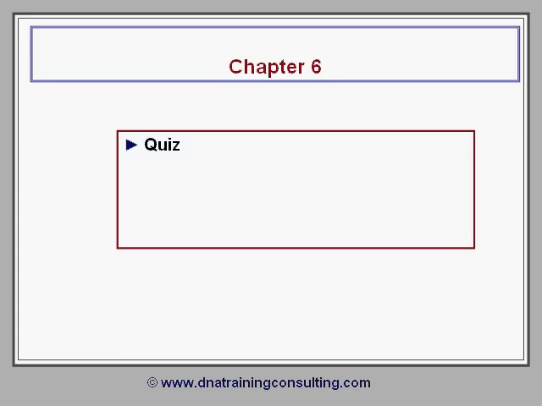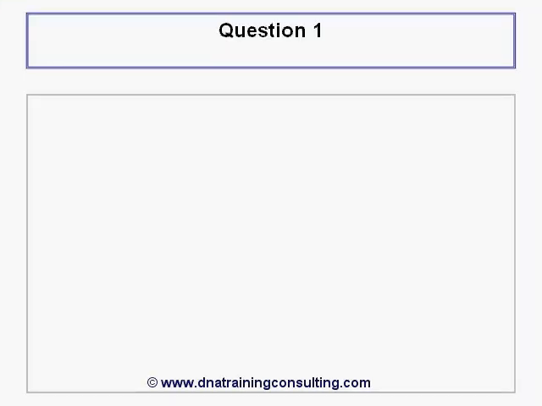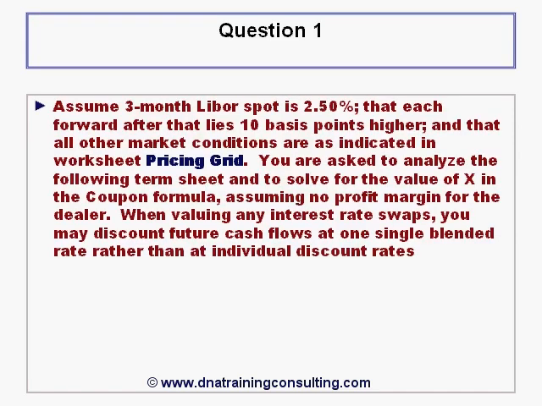This final chapter, Chapter 6, contains 6 quiz questions to test your understanding of the materials covered in this module. Question 1. Assume that 3-month LIBOR spot is 2.5% and that each forward after that lies 10 basis points higher.